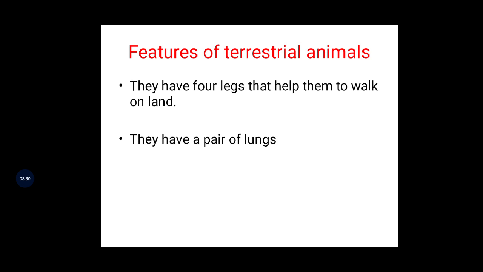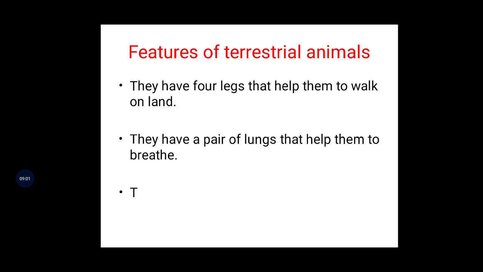Definitely. They have a pair of lungs to breathe. What does it mean? Lungs are there to breathe. For example, we human beings are also animals, right? We also have lungs. And see here, four legs means we divide into two legs and two hands, but animals are not like that. So totally four legs are there. They have a pair of lungs that help them to breathe.